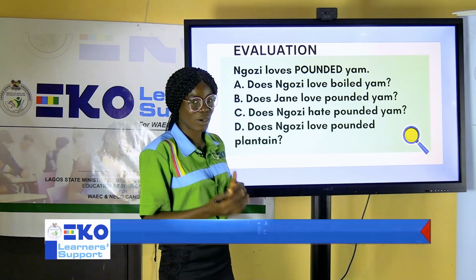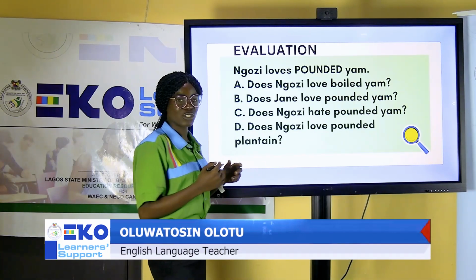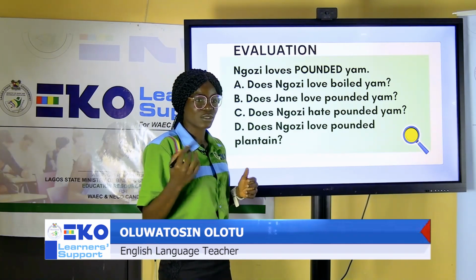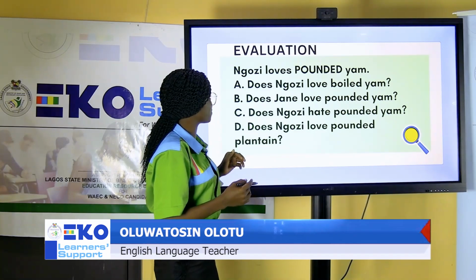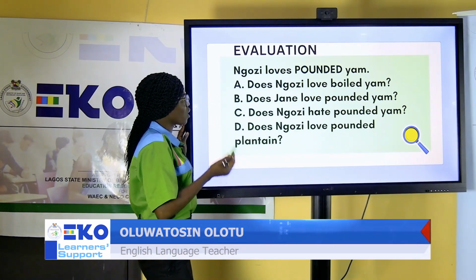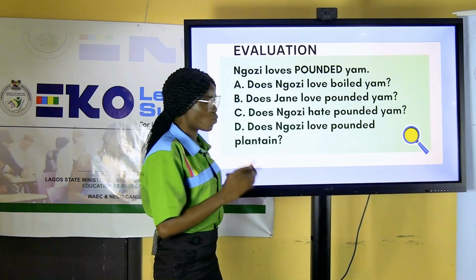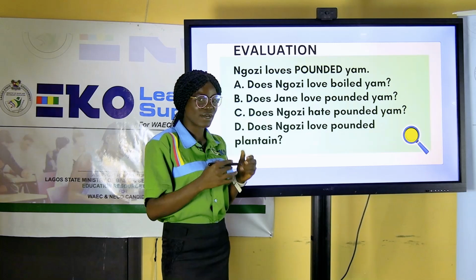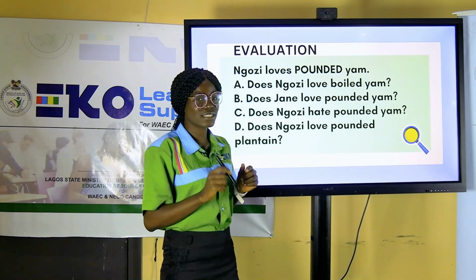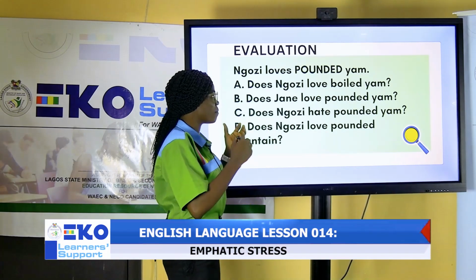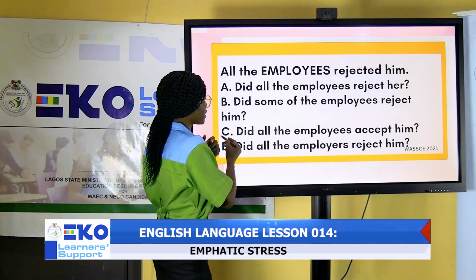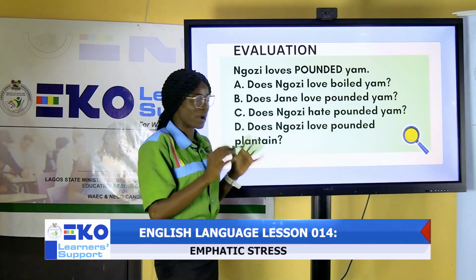All right, welcome back. I hope you've done justice to that question. So let's look at the answers to the question. Number one, Ngozi loves pounded yam. Where is the emphatic stress? The emphatic stress is on pounded, right? The emphatic stress is on pounded.